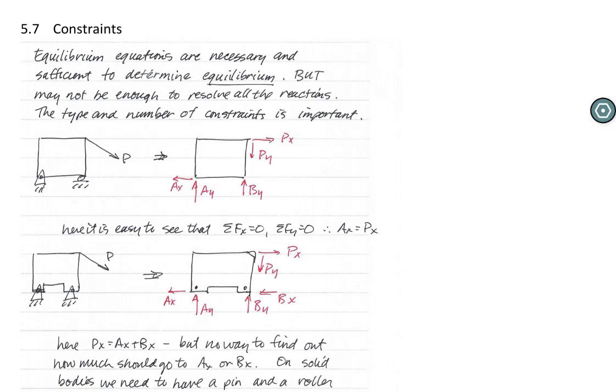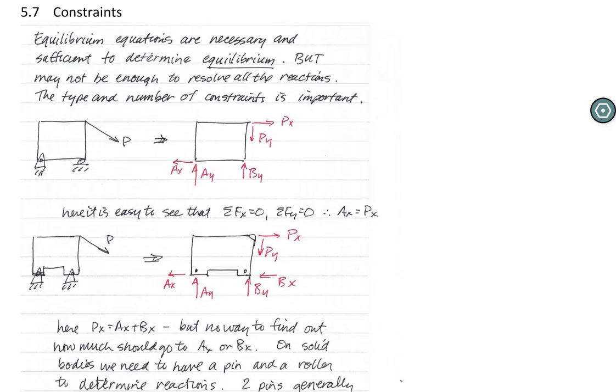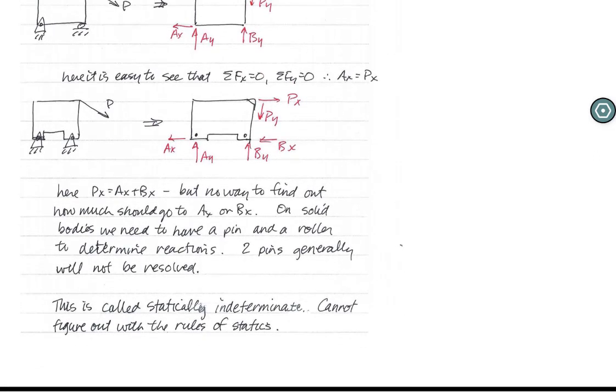It says equilibrium equations are necessary and sufficient to determine equilibrium. However, they may not be enough to resolve all of the reactions. For example, if you have a pin and a roller and a force coming off at an angle, we have two reactions, an AX and an AY. Because this is a roller, there's only a BY. Taking this into PX and PY, we can see that if we sum the moments about here, we can find BY. If we sum the forces in the Y, we can get the answer for AY. And if we sum the forces in the X, we can get AX. It's easy to see that the equations of equilibrium are enough to resolve all of the forces.